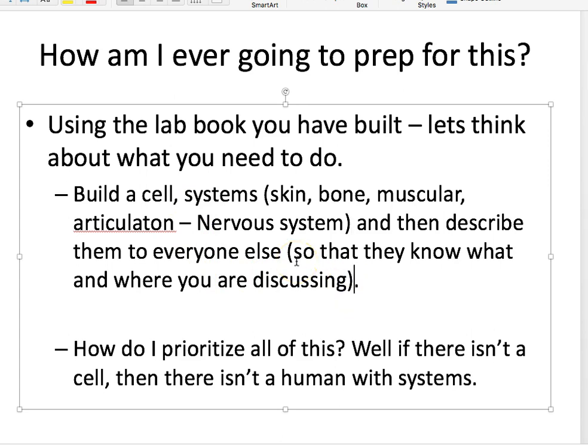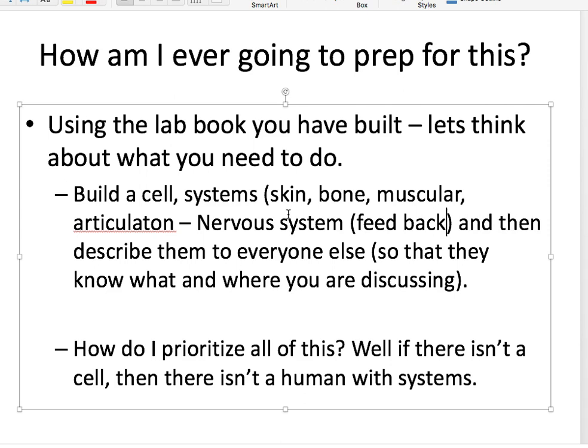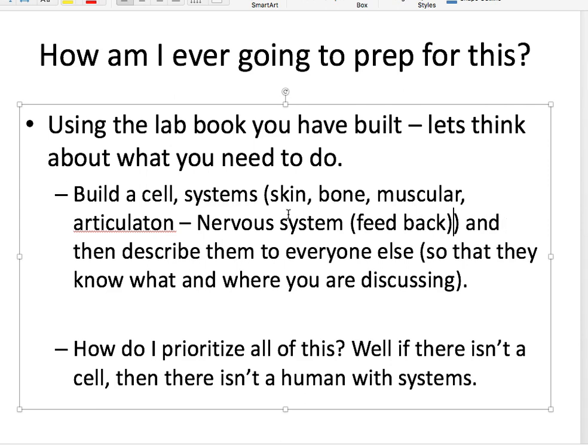How do I prioritize this? Well, if it isn't a cell, then there isn't a human with systems. What do I mean by that? Most of the work you've done this semester has been utilizing feedback systems, which have a specific set of requirements. There has to be a receptor, there has to be a cell, there has to be some way to integrate that information, there has to be some effect, right?